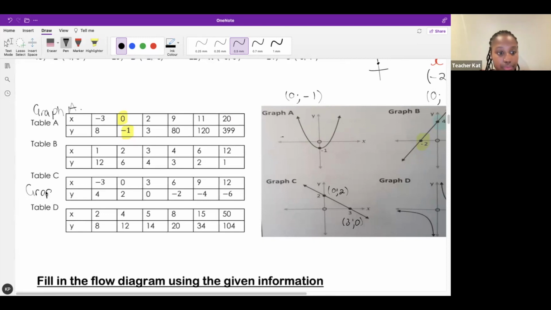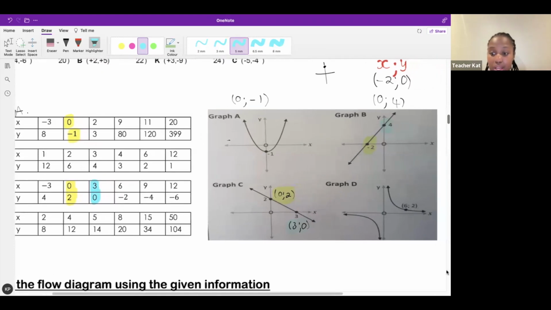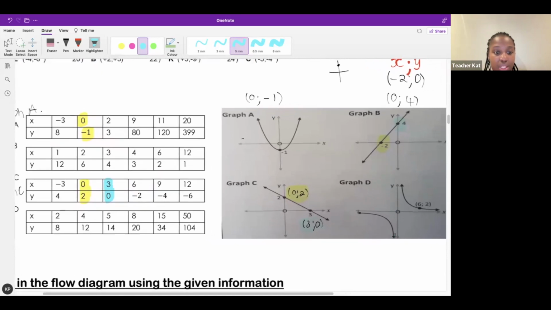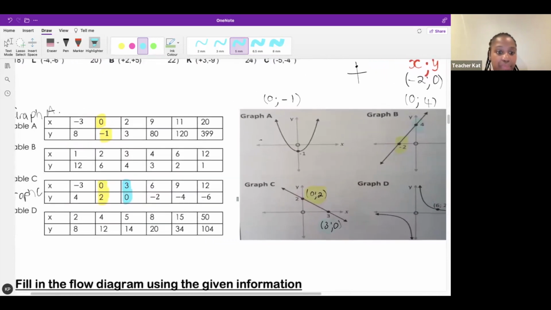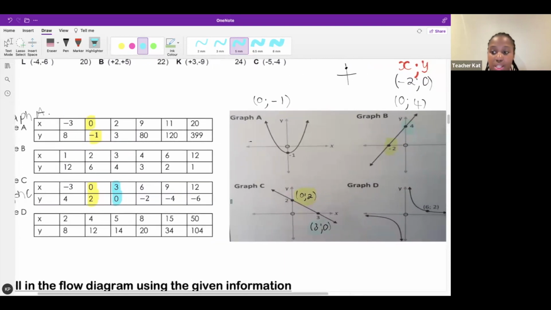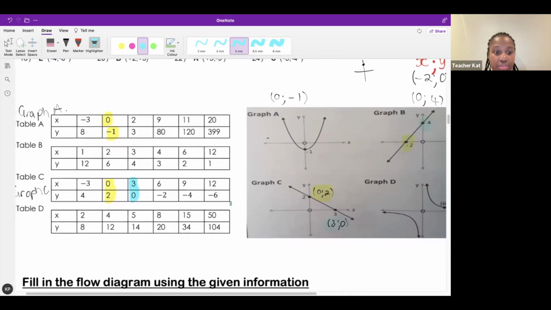And if you cannot see it, this point, 0, 2, is this one. Okay, and the 3, 0 point is this one. So it matches with that graph, okay? Now let's look at this one. We have a point that says 6, 2 for graph D. Is there any point that says 6, 2 for graph D?